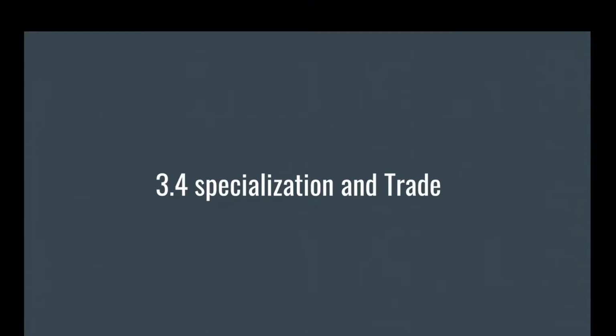Hi everyone, this is 3.4 and the chapter is Specialization and Trade. In this chapter, we will learn how people gain from specialization and trade, which is explained through the production possibility curve, or frontier.